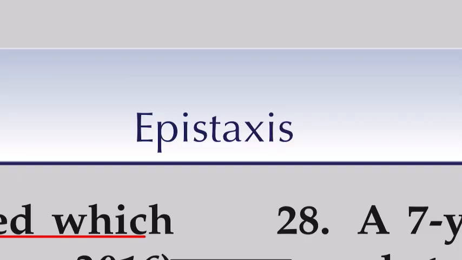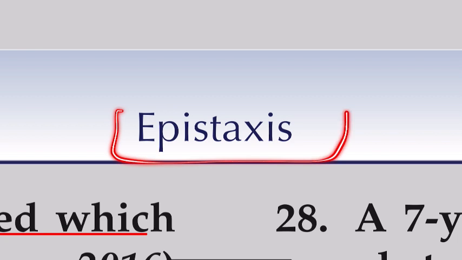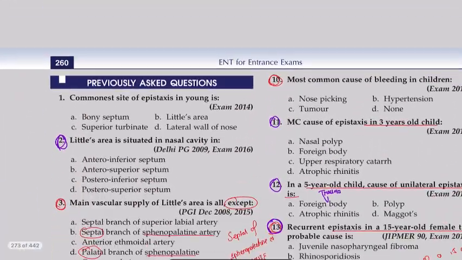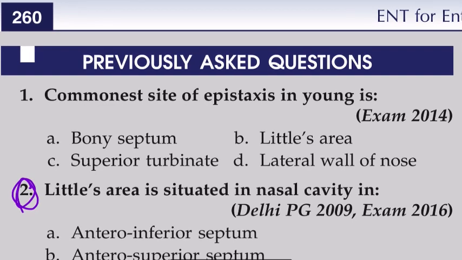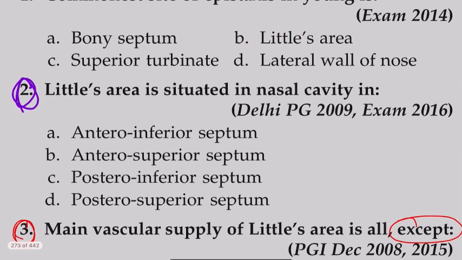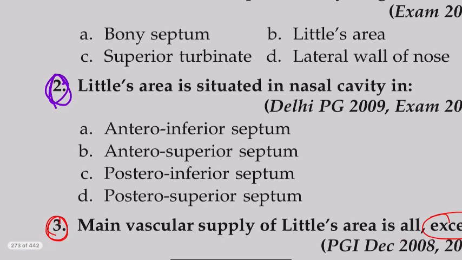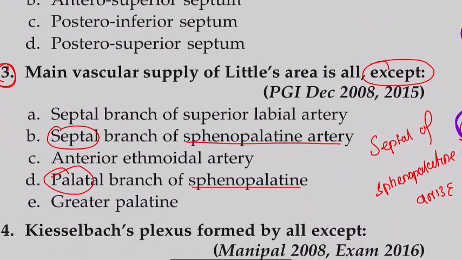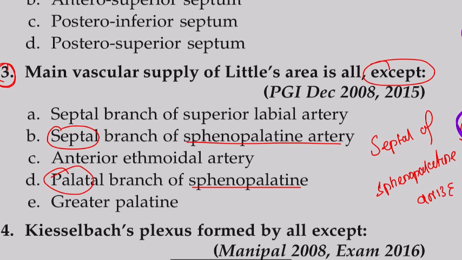Now the MCQs that we are going to do are from the topic epistaxis. Without delay, let's begin our discussion from the first question: the commonest site of epistaxis in young is Little's area. Little's area is situated in the nasal cavity, in the anterior inferior septum.